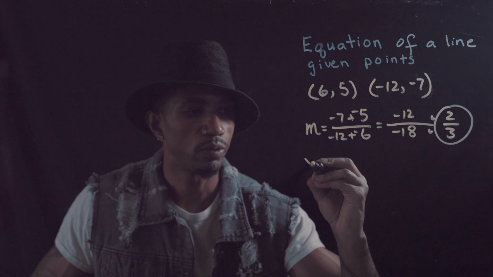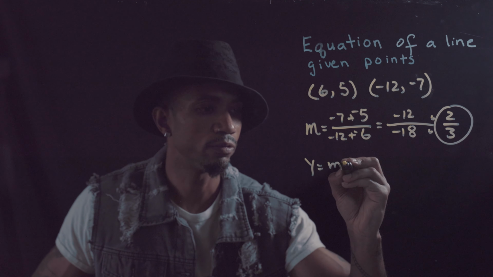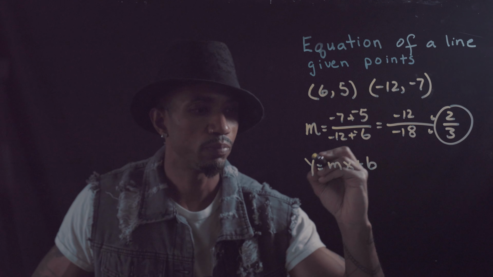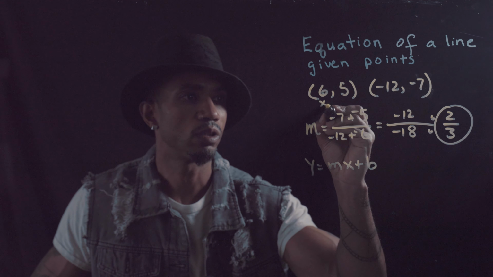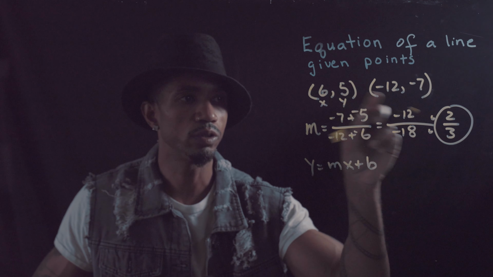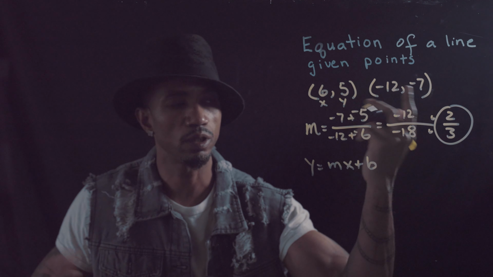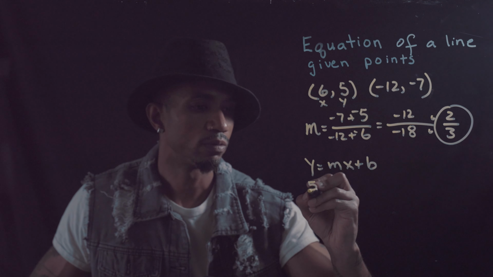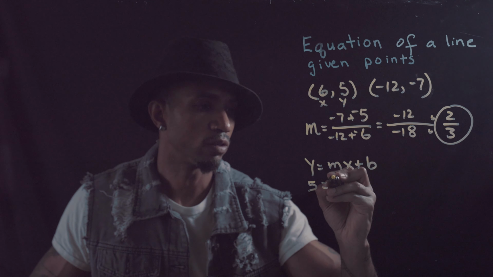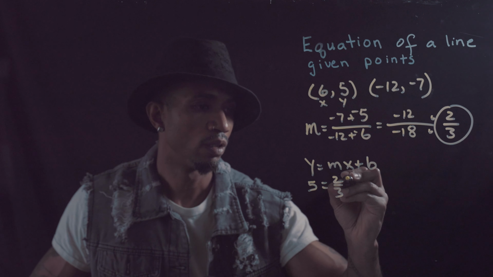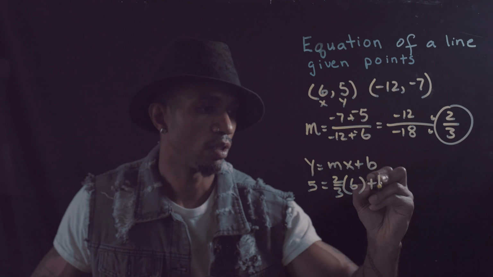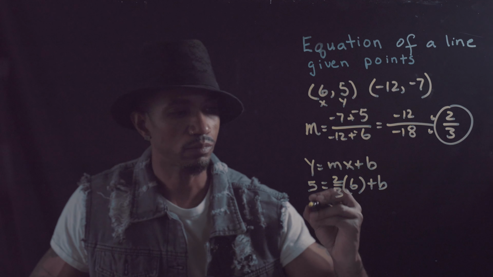Now, our next step, we use what we have to find what we need, which is the b. I'm going to plug in a y. I'll use this as my point. You have to choose which one you want to use. I'm picking this one because it doesn't have negatives. It might be easier for us. So I'm going to plug in my y, which is 5, my m, which is my slope here, 2/3, and my x, which is 6. And now we can solve for b.